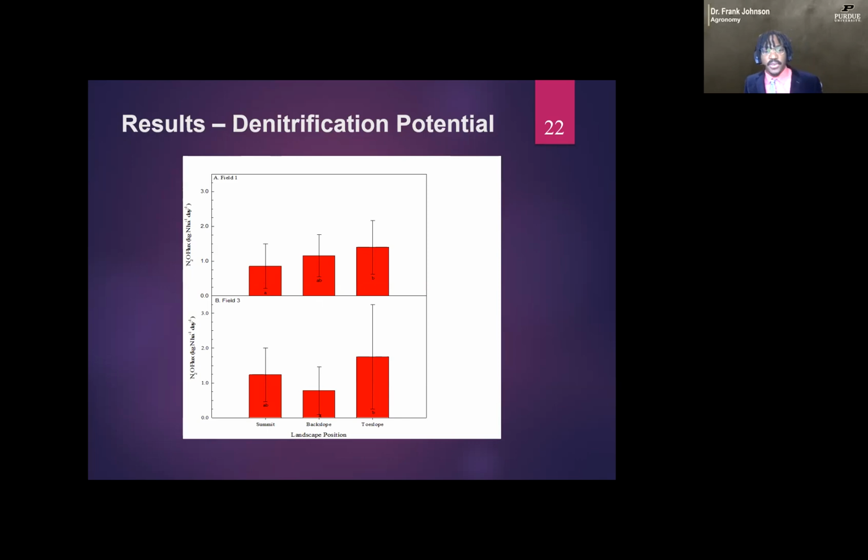So we took it a step further and looked at how landscape position impacted denitrification potential in each of these fields. On our x-axis here, we have landscape position for our summit, back slope, and toe slope. And on our y-axis, we have nitrous oxide flux in kilograms of nitrogen per hectare per day. In both fields, denitrification potential was highest in the toe slope. But for field 1, the toe slope was statistically significantly higher than the denitrification potential in the summit position. And in field 3, the denitrification potential in the toe slope was statistically significantly higher than the denitrification potential in the back slope landscape position.